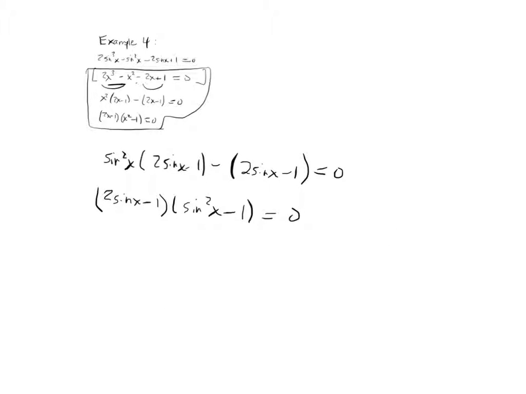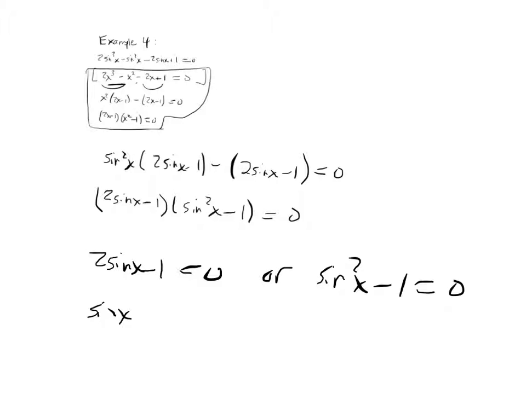And then I go ahead and set each of those factors equal to 0 because I now have a product: 2 sine x minus 1 times sine squared x minus 1 equals 0. How can two numbers multiply and get 0? Either one is 0 or the other is 0. So 2 sine x minus 1 equals 0, or sine squared x minus 1 equals 0, in which case I get sine x equals 1/2, or sine x equals plus or minus 1.